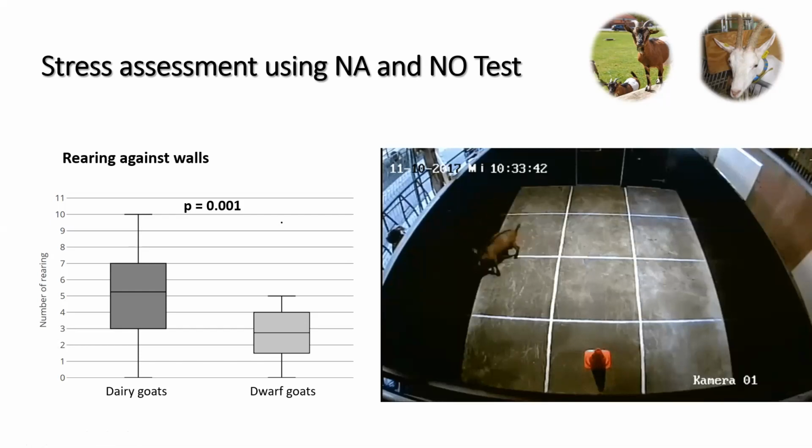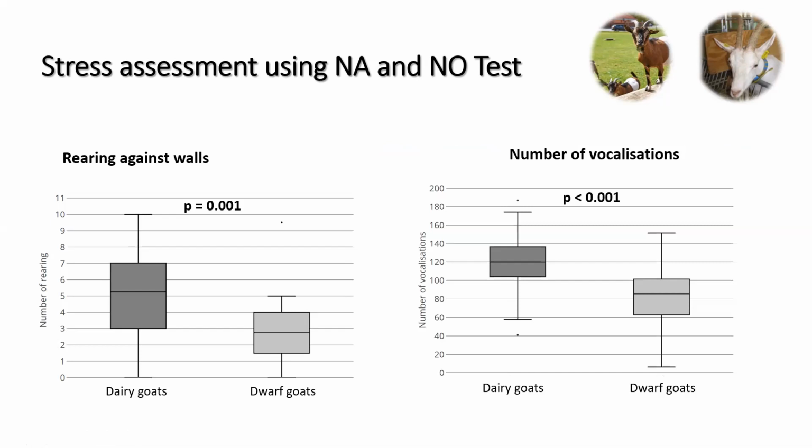Similarly, if you look at the number of vocalizations, again we found the same pattern, a much higher number of vocalizations in the dairy goats. So what does this mean? Are they more sociable? Do they want to get out, the dairies? Or are they actually less impaired by their fear, and that's why they are moving more and rearing more? But let's get to the next example, looking at the novel object test.